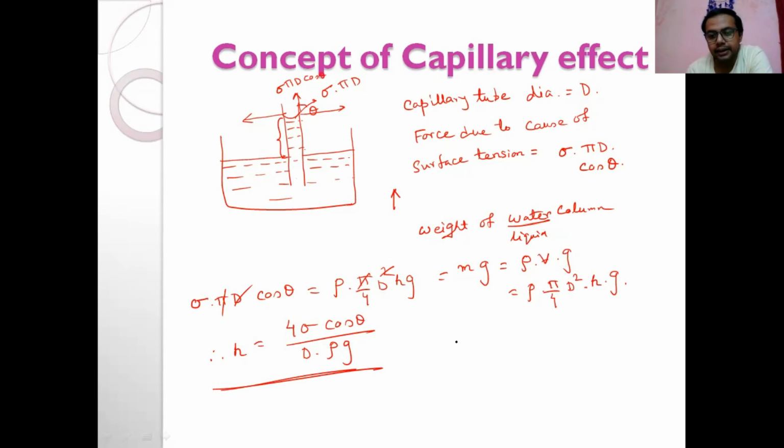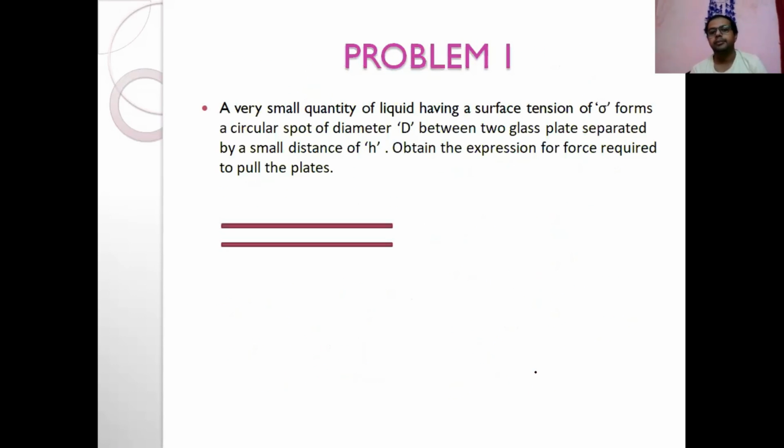So here also, if the theta value is less than 90, H will be positive, capillary rise. If theta value is greater than 90, H will be negative, capillary depression. For mercury, that's why the theta value, the contact angle, is nearly 130 degree. That's all for this problem. Now we'll come to some numerical problems here.